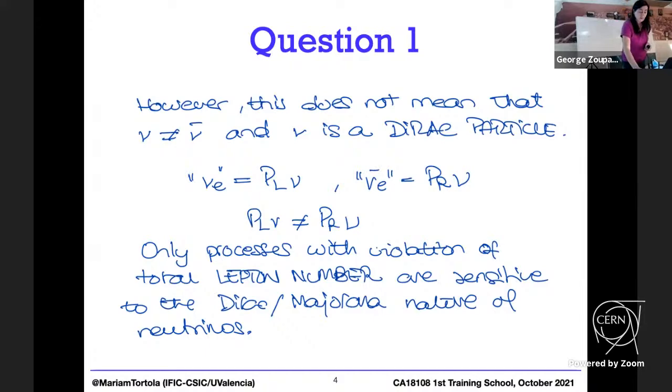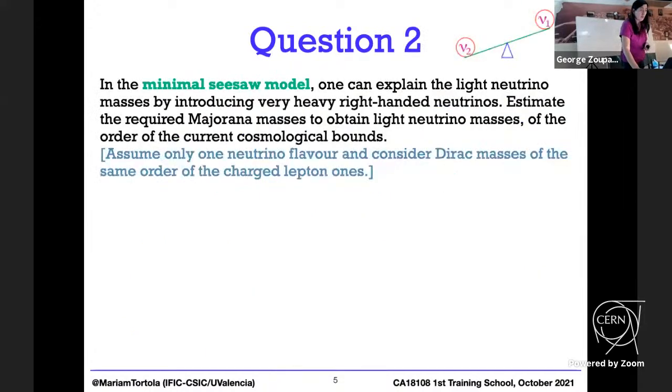Okay, so then maybe we will finish very soon. Then I wanted to ask you something related to the seesaw model. You remember we have discussed several ways to generate neutrino masses. And one of the most simple and successful is the seesaw model, where one can explain the light neutrino mass by introducing a very heavy right-handed neutrino, in general several.